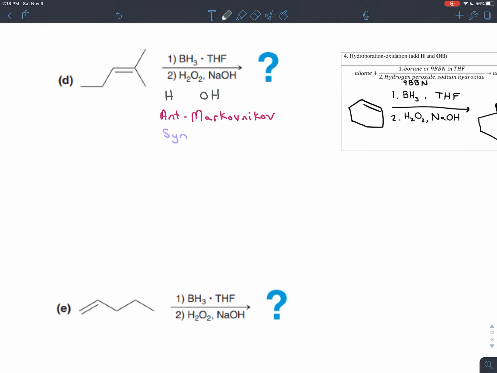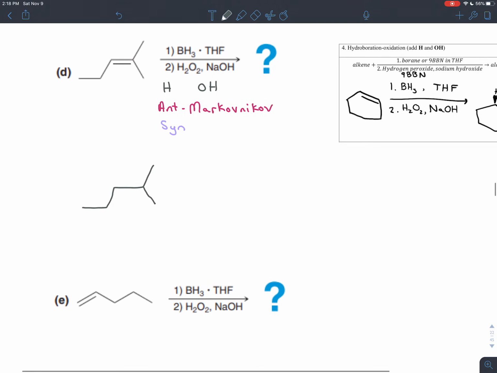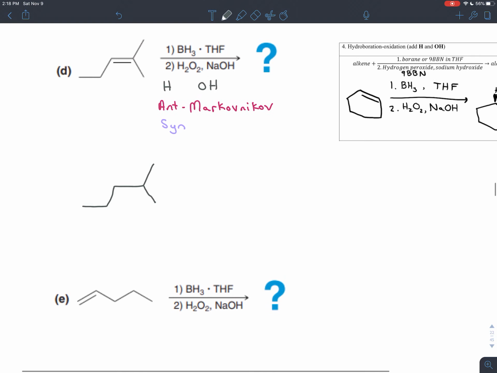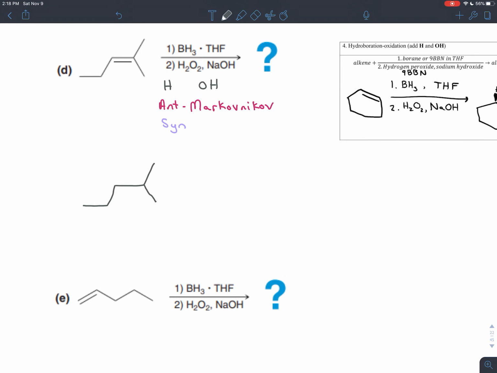So you redraw the carbon skeleton exactly as it is. This will only affect the pi bond. It won't affect the sigma bonds at all. And we're going to add H and OH, anti-Markovnikov. Because it's anti-Markovnikov, we have to know which carbon in the double bond is more substituted. The carbon on the right is bonded to 3 other carbons, so it's tertiary. The carbon on the left is only bonded to 2 carbons, so it's secondary.